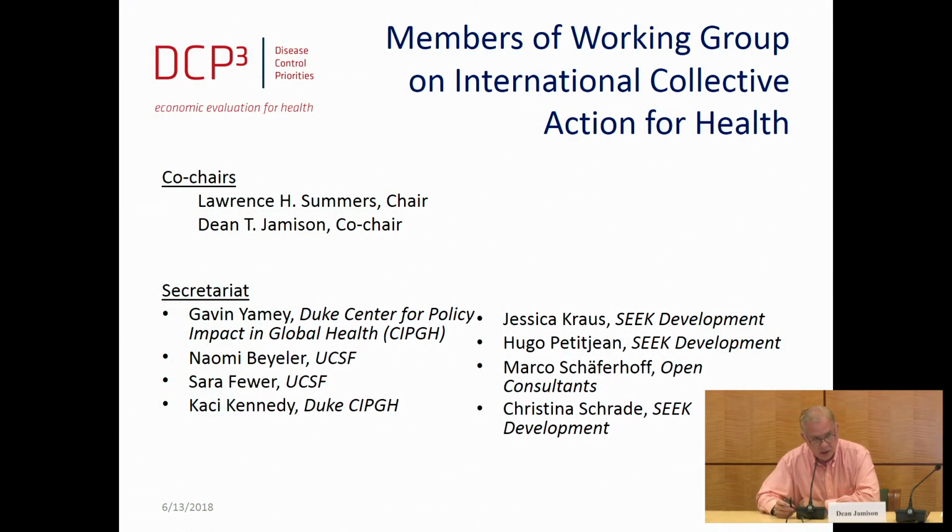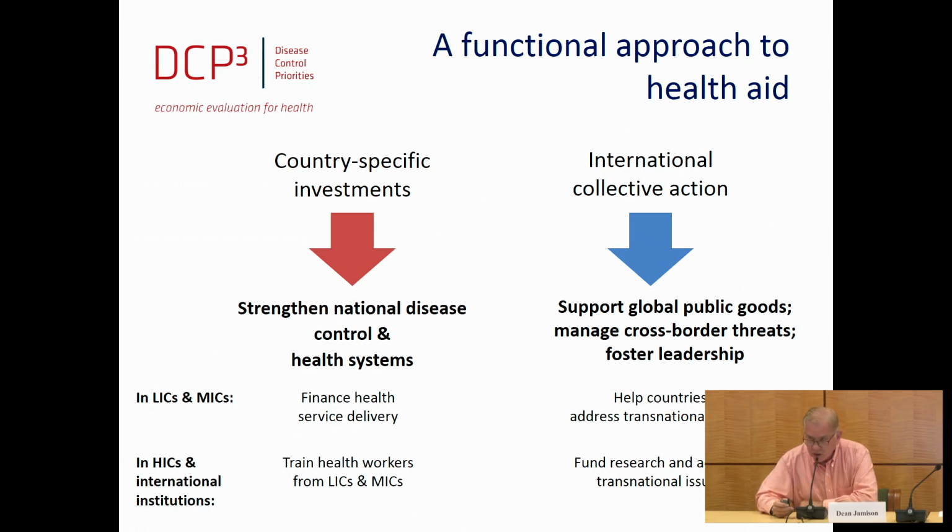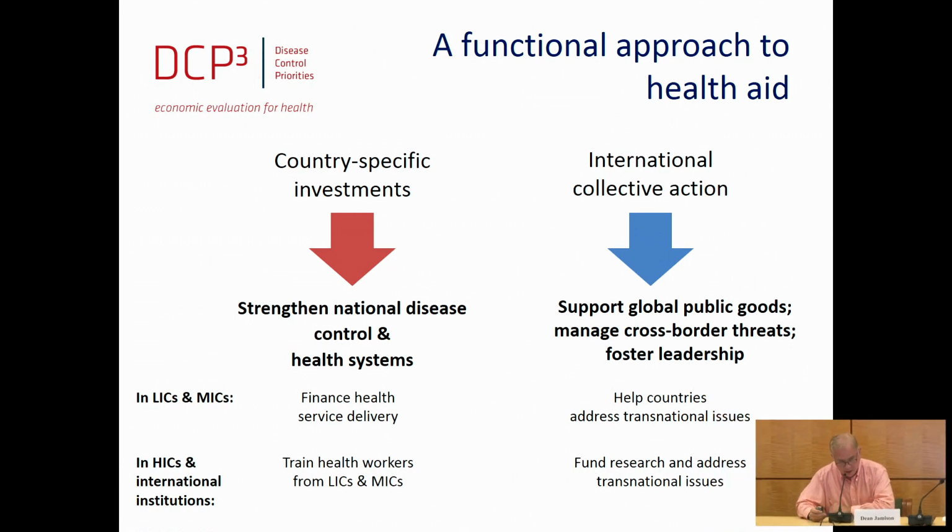Following this commission on investing in health that Summers mentioned yesterday, there's been a working group on one of the main directions of conclusion from that, on this question of international collective action for health. And the functional approach to thinking about aid that emerged from that is to think in this sort of 2-by-2 structure. The rows represent where the money actually gets spent. The money gets spent in low and middle income countries, or the money gets spent in high income countries and international institutions, for example, for R&D.